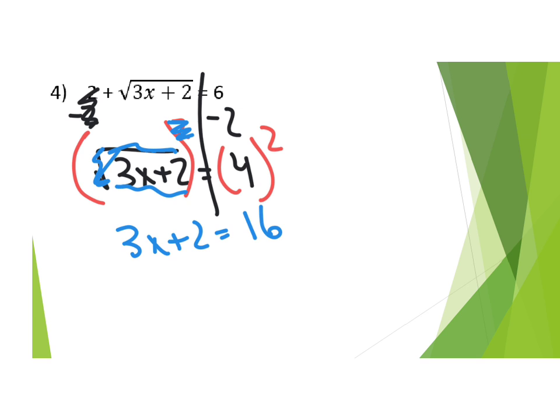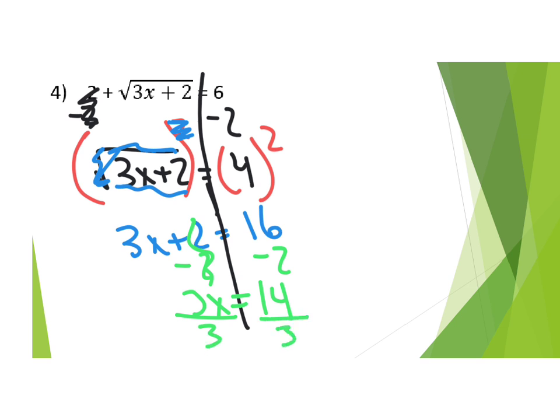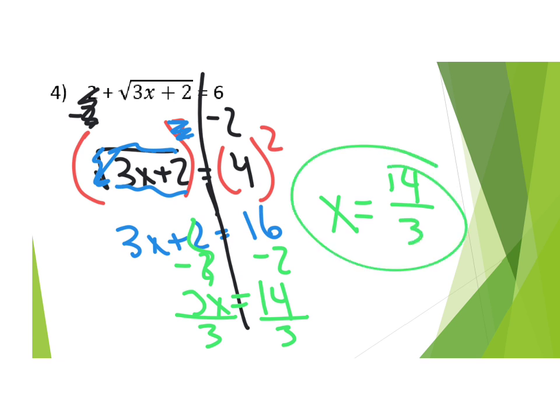Now, we'll just solve this. So we'll subtract 2 from each side. So 3x equals 14. Divide by 3, since that's what's with the variable. And x equals 14 thirds.